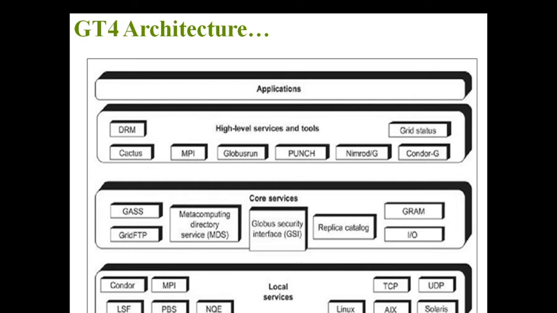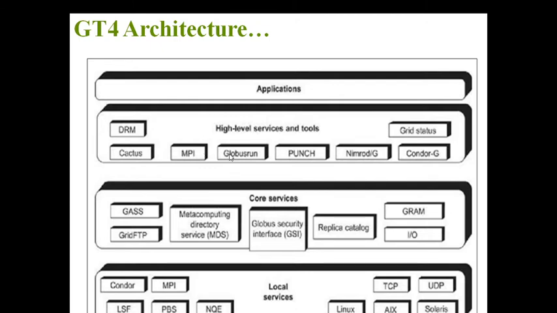So there is a pictorial representation for this architecture. See this. Here, if you observe, as I said previously, each kit is nothing but a collection of libraries. What is a library? It is nothing but a set of software which can help us to perform a lot of operations. Like this also, these libraries are divided into 3 layers. One is the high level services and tools, next one is the core services, and last one is the local services.